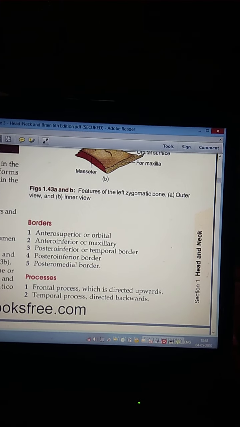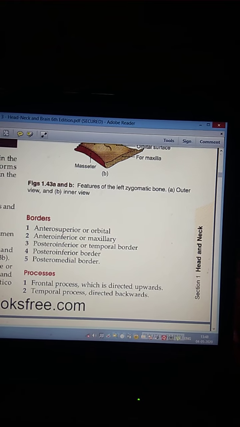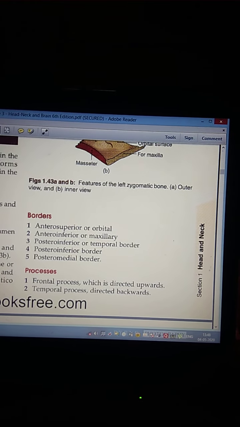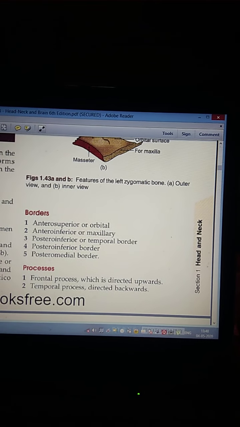Anterosuperior, it is called orbital. Anteroinferior, it is called maxillary. Posterosuperior, it is called temporal border. Posteroinferior border and posteromedial border. Processes: the frontal process and the temporal process, one directed upwards and one directed backward.